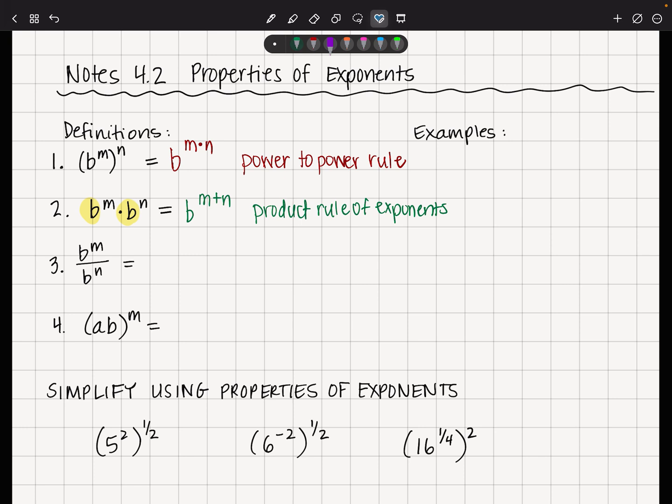And then we have b to the m over b to the n. Again, we've got the same base. So we're going to keep that base, b, and it's the exponent in the numerator minus the exponent in the denominator. And that's called the quotient rule of exponents.